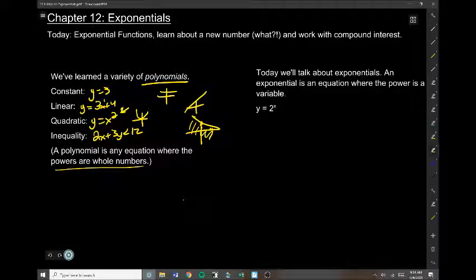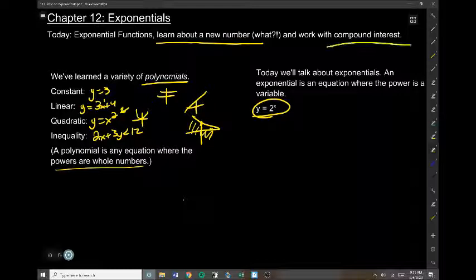Those are all polynomials because if they have any powers, they're whole numbers, like 1 or 2. An exponential is a completely different type of equation. An exponential is an equation where the power is a variable. The variable is a power, not a multiplier of some sort. So we're going to talk about what happens as you try to graph or work with y equals 2 to the x or 3 to the x or 1/2 to the x. We're also going to briefly learn about a whole new number, one that's not expressed with digits, and talk about compound interest. So should be good.